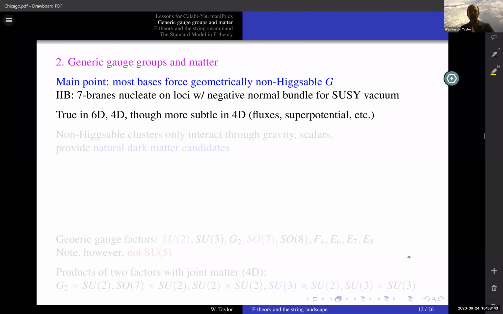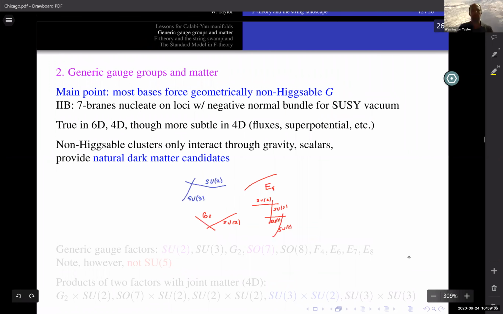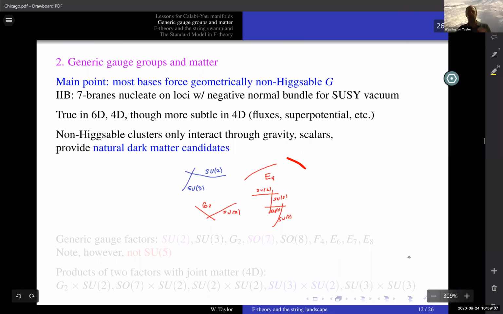So the first and primary point is that most of the bases force us to have some of these geometrically non-Higgsable gauge groups. Again, this is where some 7-branes nucleate on loci because there's a negative normal bundle. And so to have a supersymmetric vacuum, we have to have some gauge group. This is true both in 6D and 4D, but the presence of fluxes and a superpotential makes it more subtle in 4D. So basically, a typical vacuum has some different clusters of gauge group factors, which may have some matter.